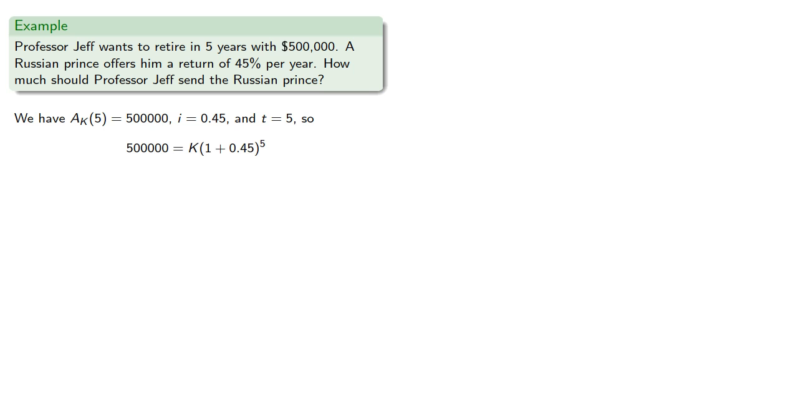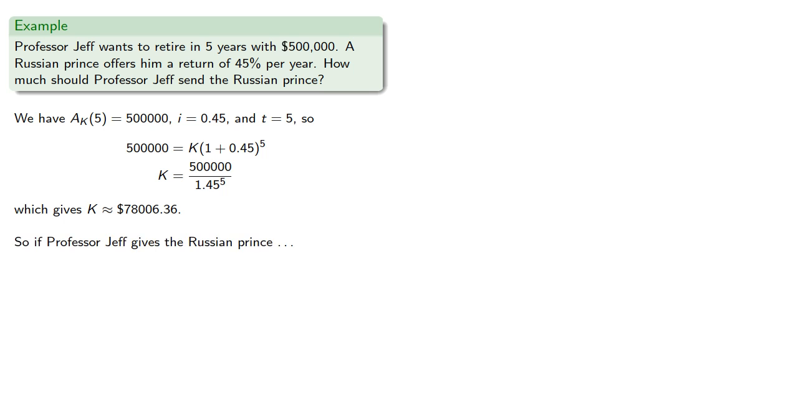And so we have, and since the right-hand side is K multiplied by a quantity, we can divide both sides by that quantity to get K. And that gives us our value for K. And so I should give this Russian prince, well, probably nothing. If an offer sounds too good to be true, it probably is.